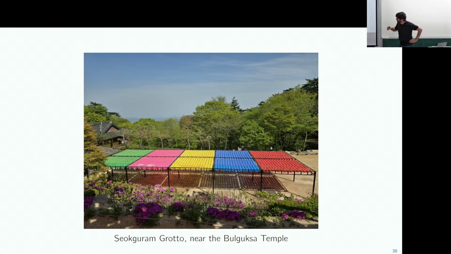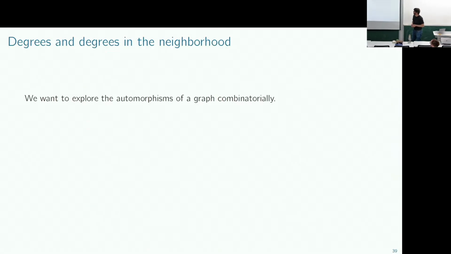So here's a picture from the grotto near the Bulguksa temple. Yeah, and these are, I think they're called lanterns. Yes. And so this is one way of putting down the colors. Let's talk about some other way of putting down the colors. You will see this picture in a second.